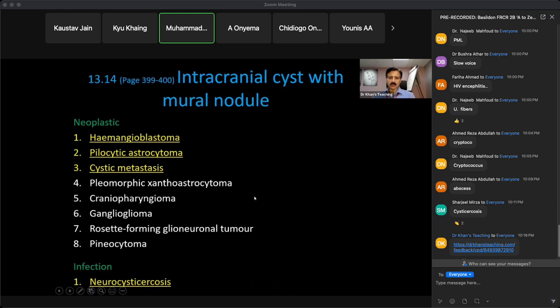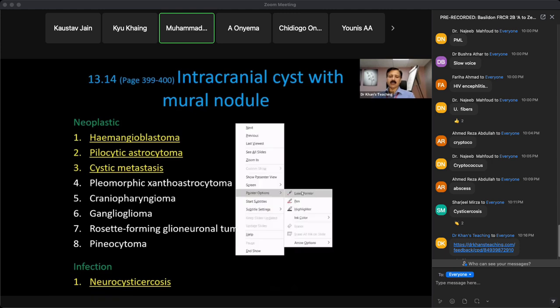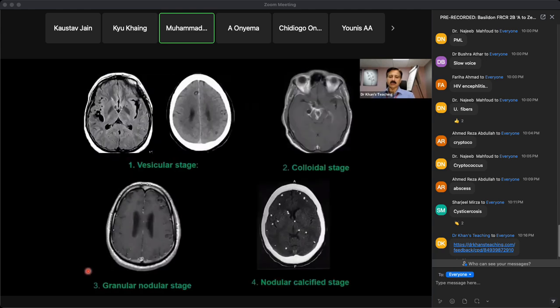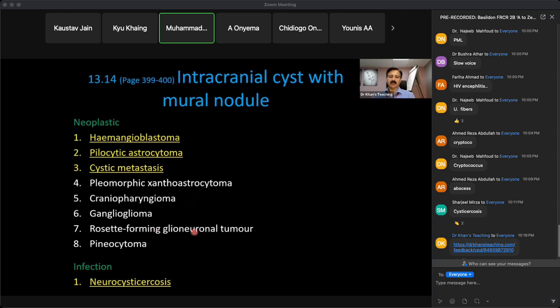Few differential diagnoses, just to make my point. Neurocysticercosis is in the list in your Chapman. One of them is intracranial cyst with a mural nodule. This is in your new Chapman. And if you see neoplastic and infection, so there is a cyst with a mural nodule, and the only thing is neurocysticercosis, just like this case, this nodule, it's a key finding. So it is the only infection which can cause this.